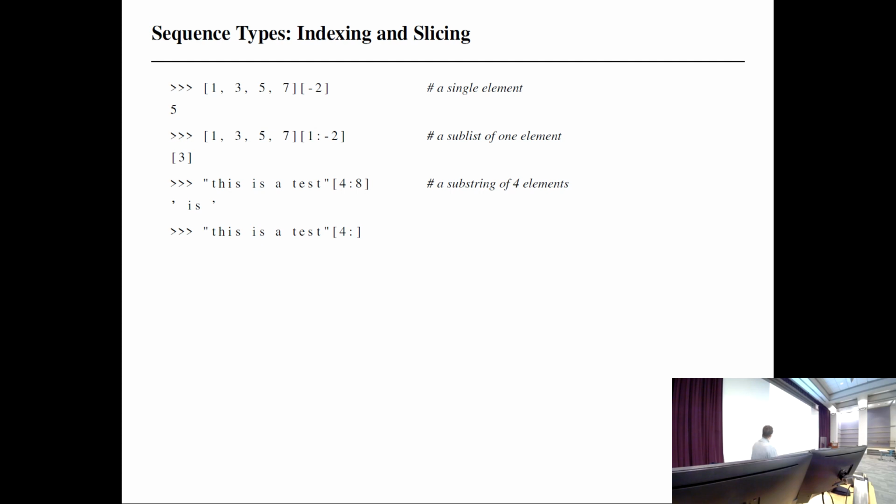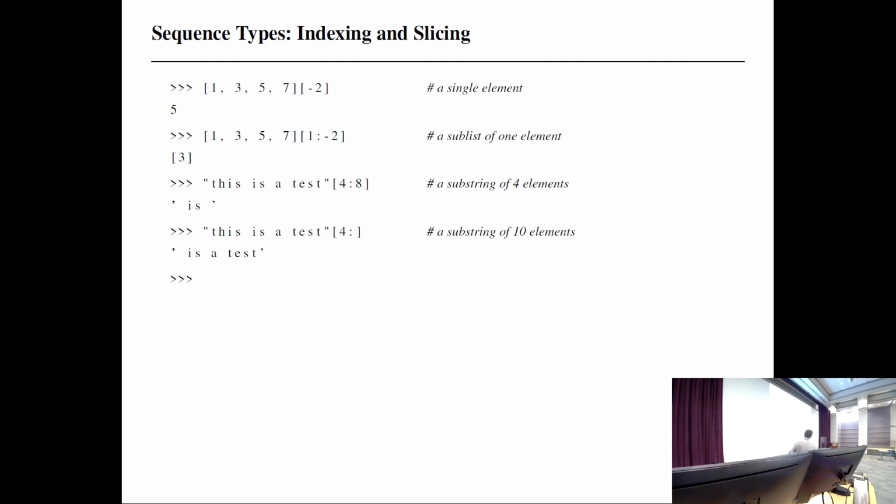What about if I give the initial value, but I don't put a value at the end? Well, that's, again, syntactic sugar. What this does is it says, return the subsequence starting at element 4 inclusive and going all the way to the end of the string. Now, what number would I have needed to put here otherwise?